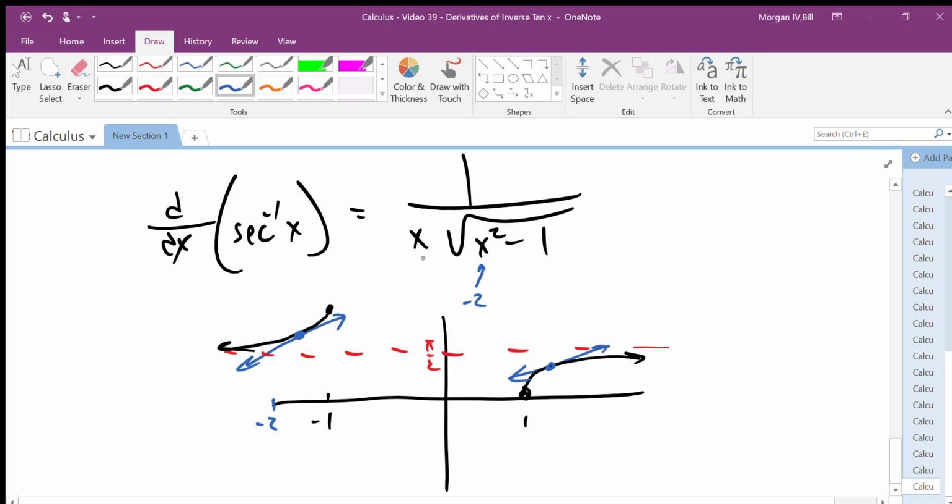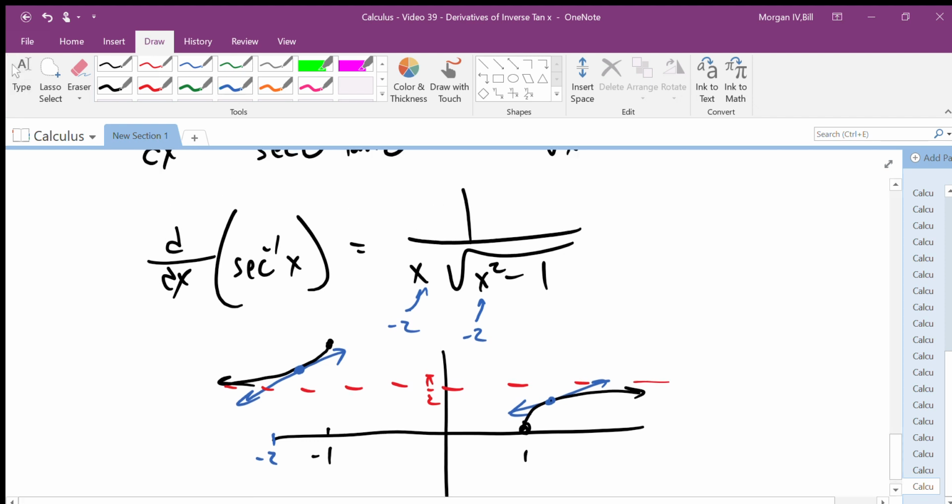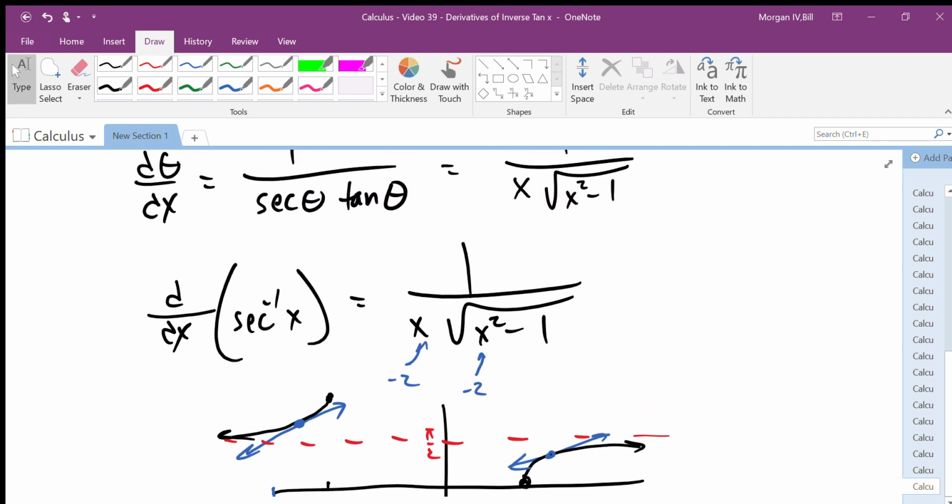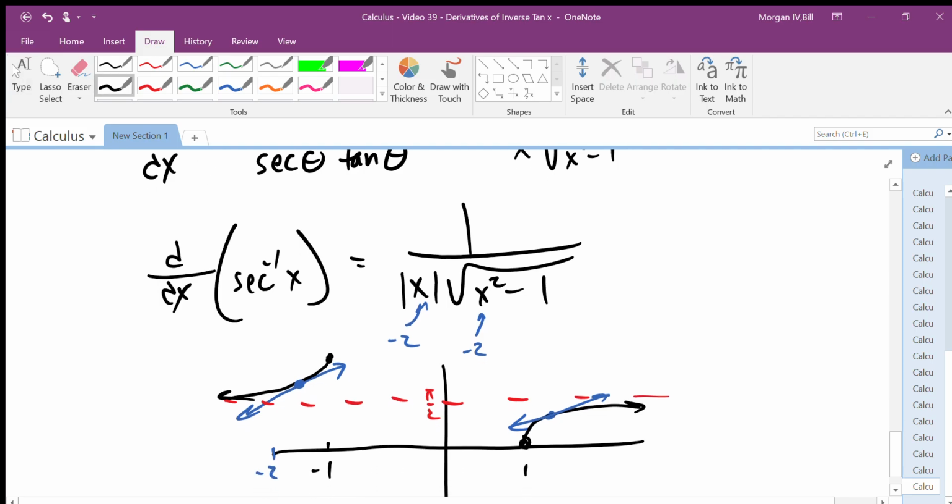But if I were to plug a negative 2 in here, that would make it negative, and I'd actually end up with a negative slope, and that's not okay. So, in order to make sure that the slope is always positive, which it should be for the inverse secant, we can't just leave it x here. We need that x to always be positive, therefore we put it in absolute value. And we get this. The derivative of the inverse secant of x is equal to 1 over the absolute value of x times the square root of x squared minus 1. And that's our third one.